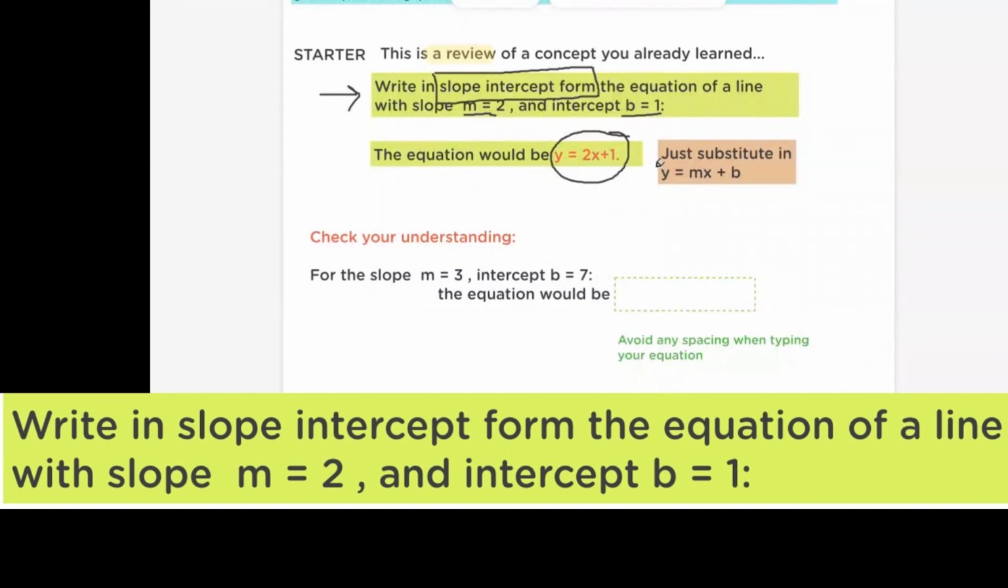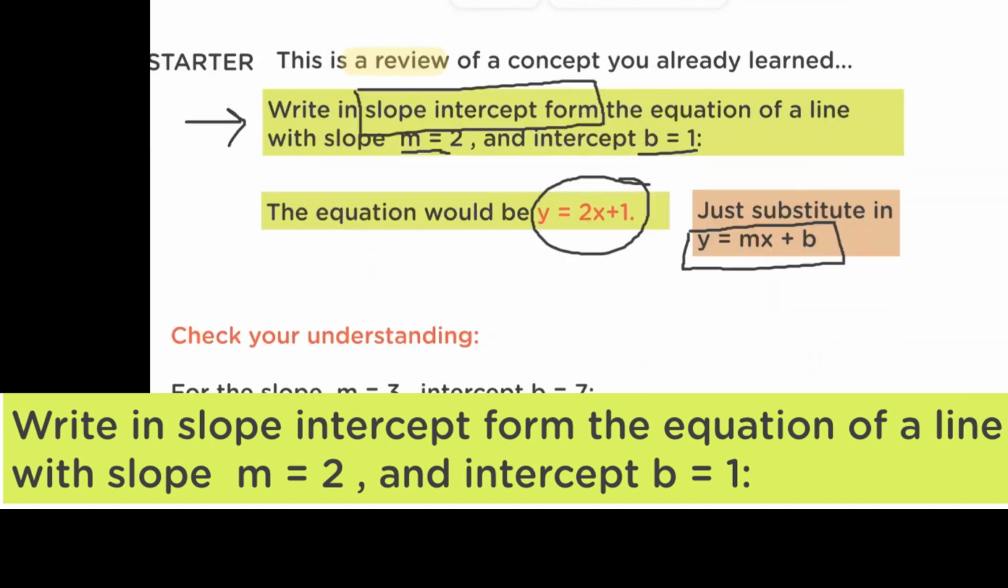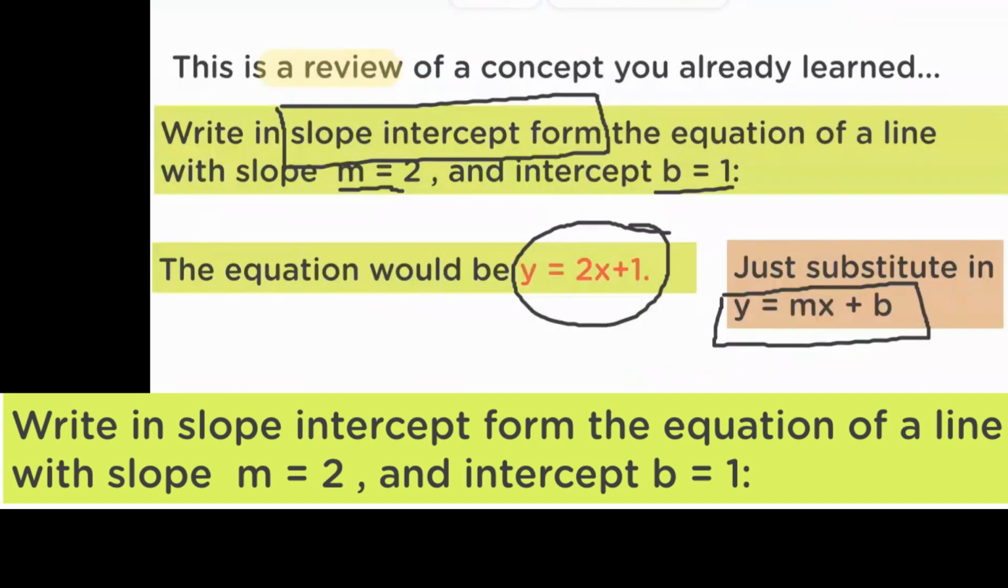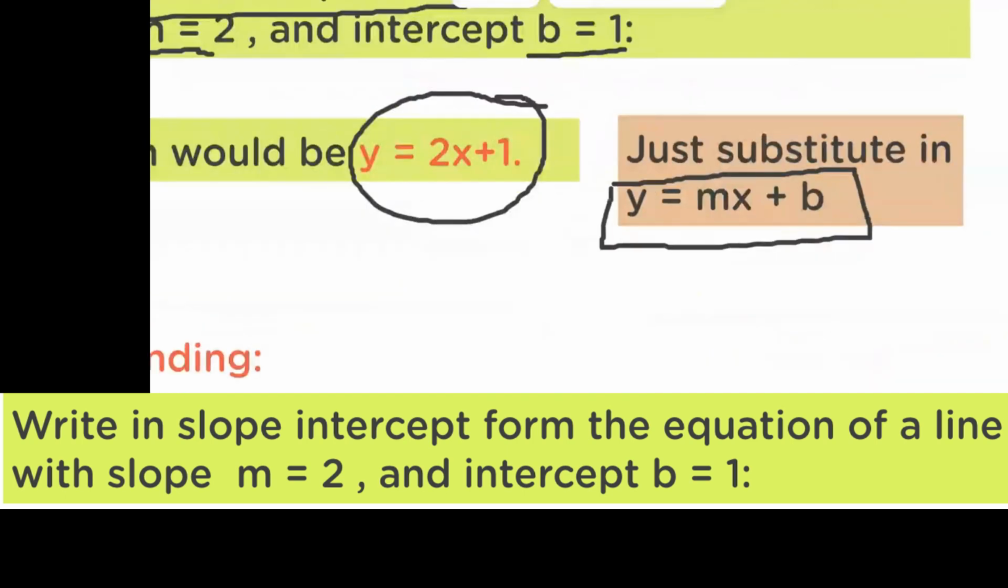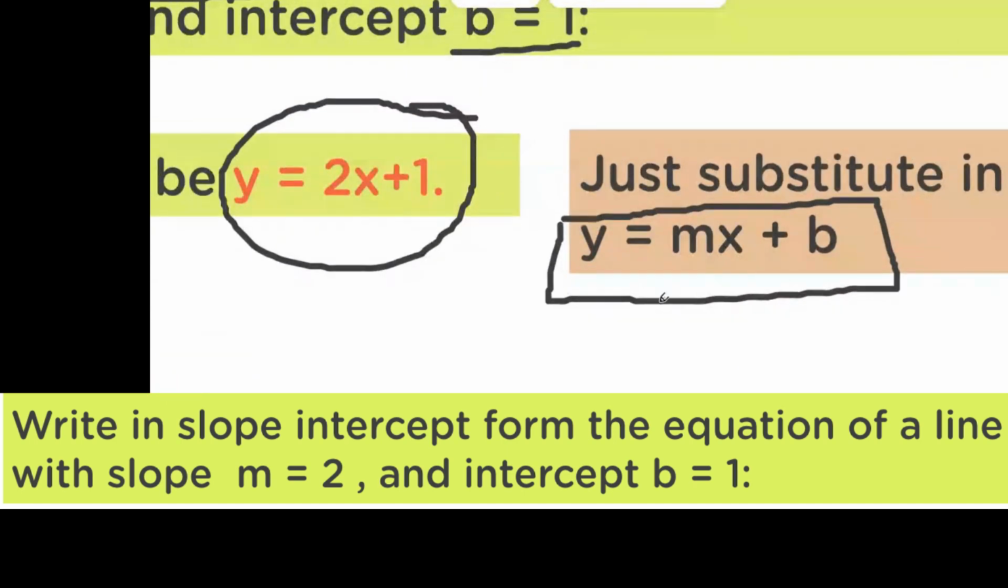By the way, this is what we call slope-intercept form. y equals mx plus b. I'm going to zoom in. Come closer. Can you see the form? This form is called slope-intercept. The slope is m. The intercept is what? b.